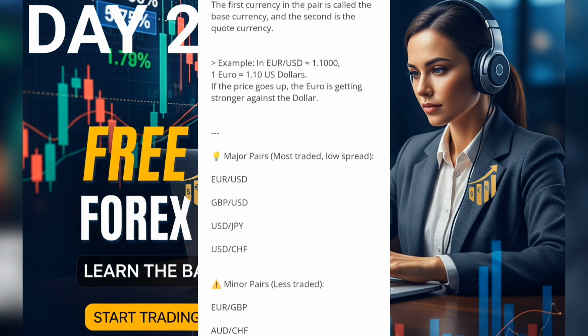Major pairs: most traded, low spread. Euro to US dollar. Pound sterling to US dollar. US dollar to Japanese yen. US dollar to Swiss franc.